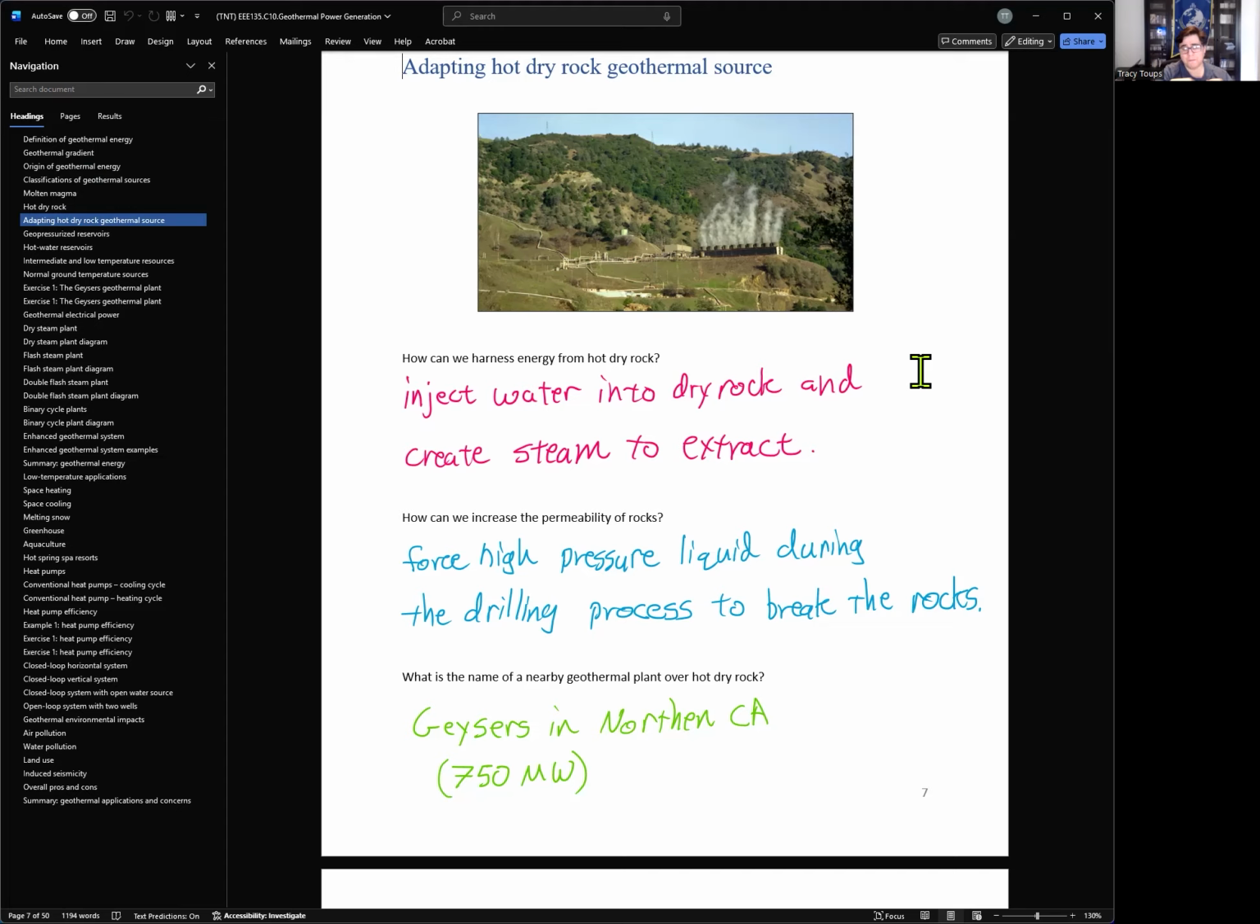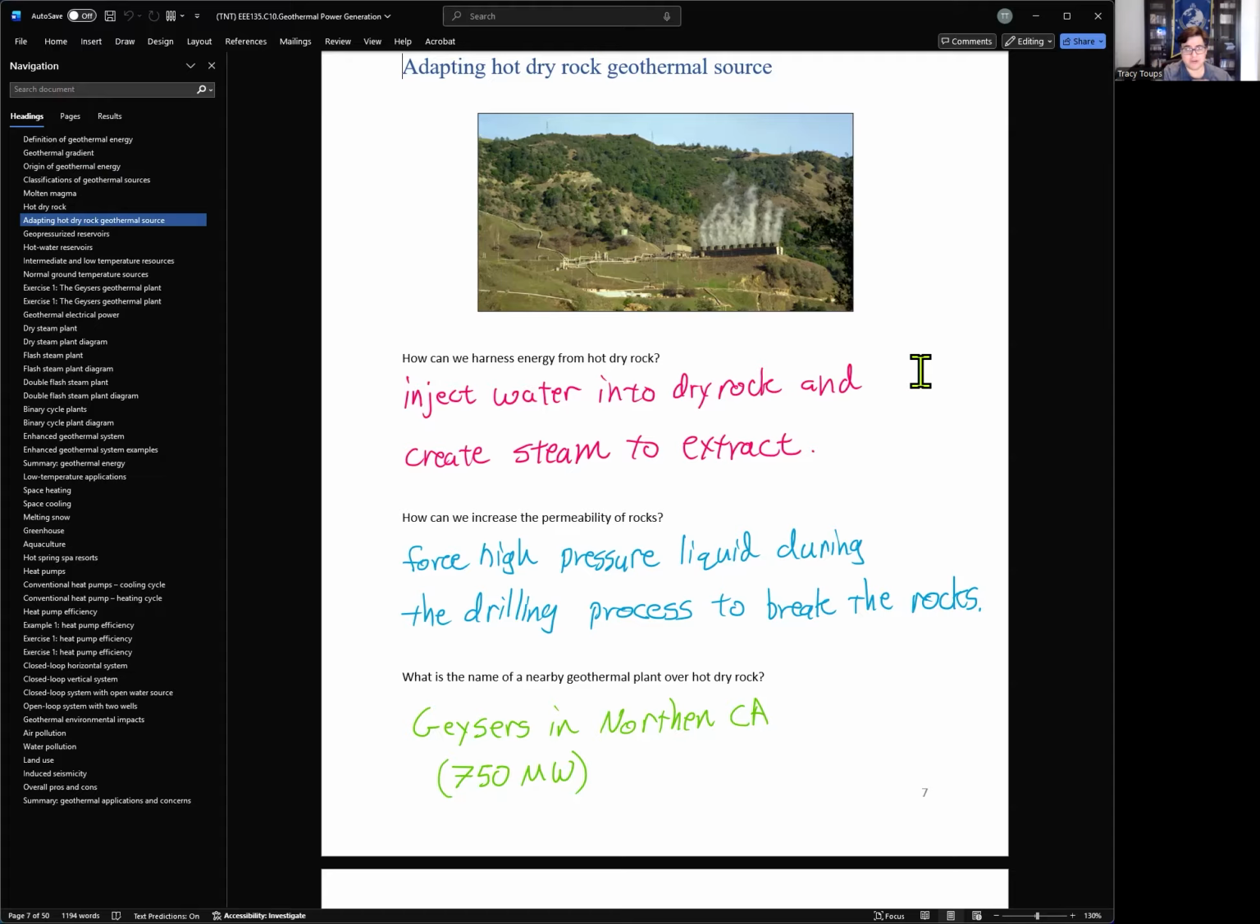So let's say the hot dry rock is too solid. Let's say the water won't flow into it. It's just a giant solid rock. Well, we can fix that too. We can increase the permeability of rocks by breaking them. Now, how do you break them?